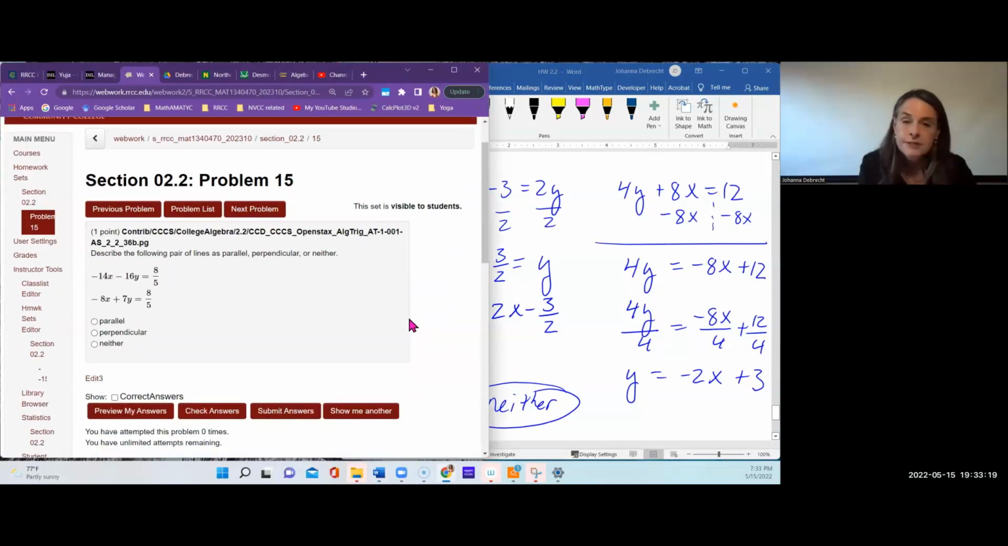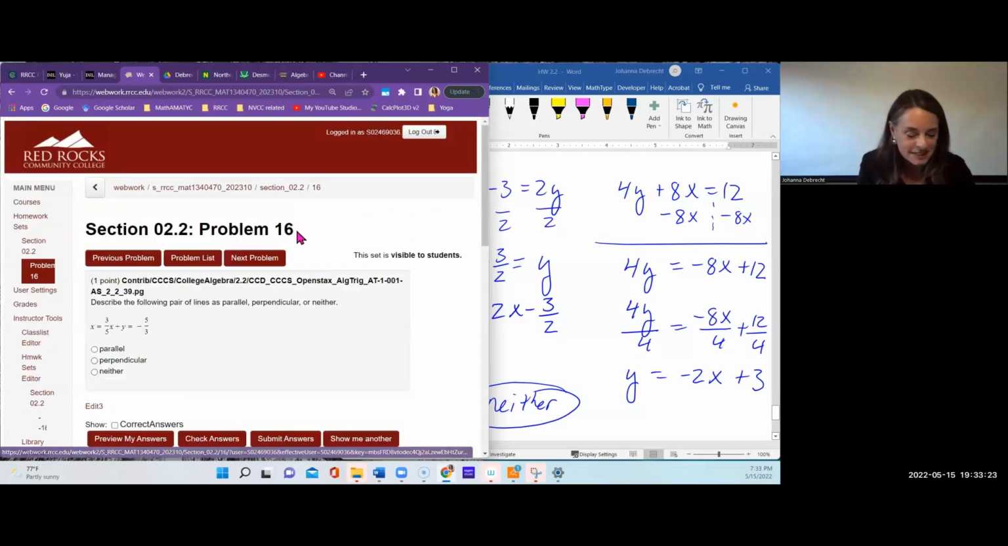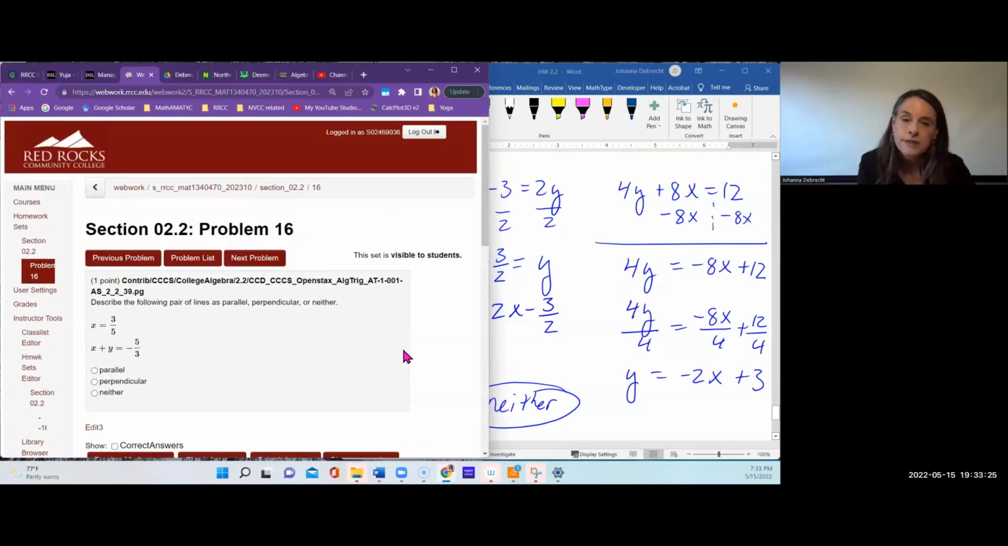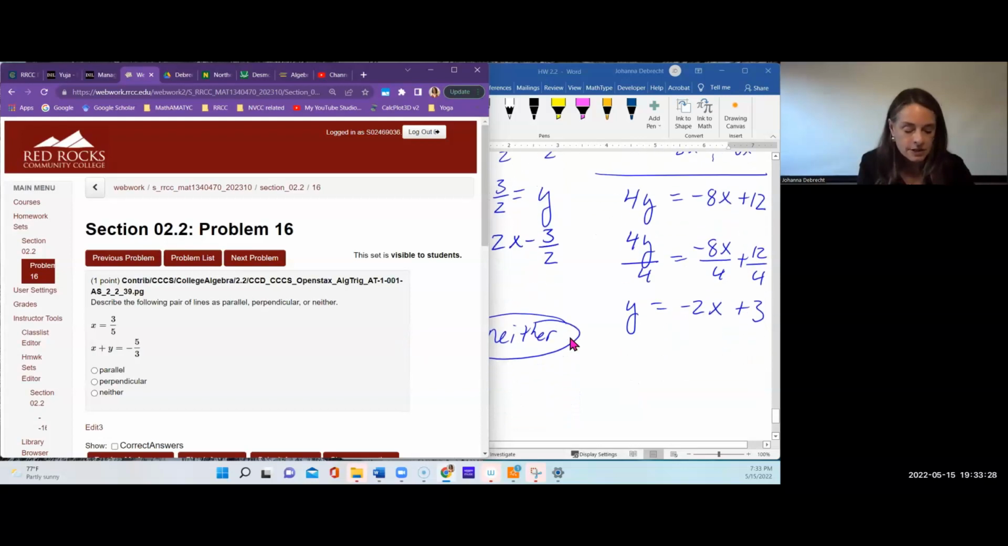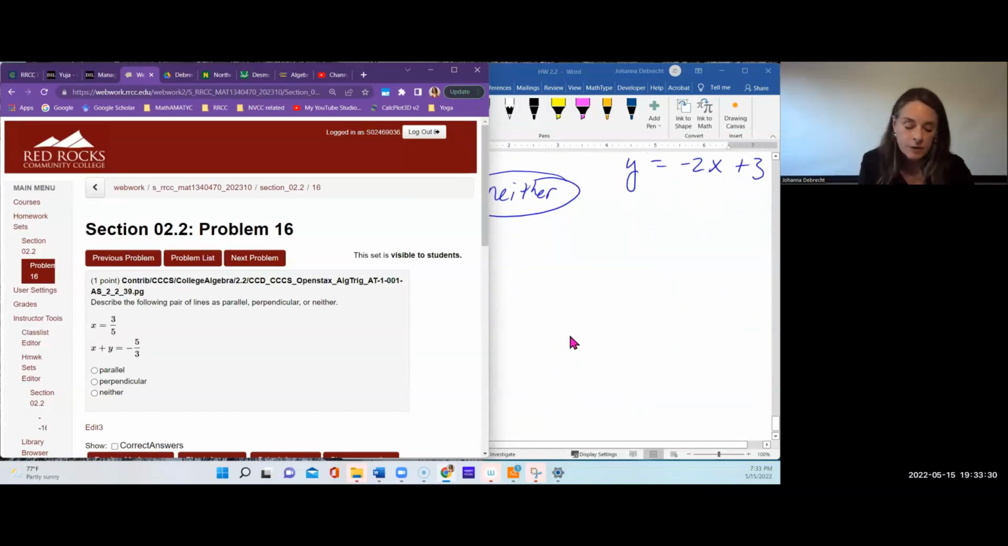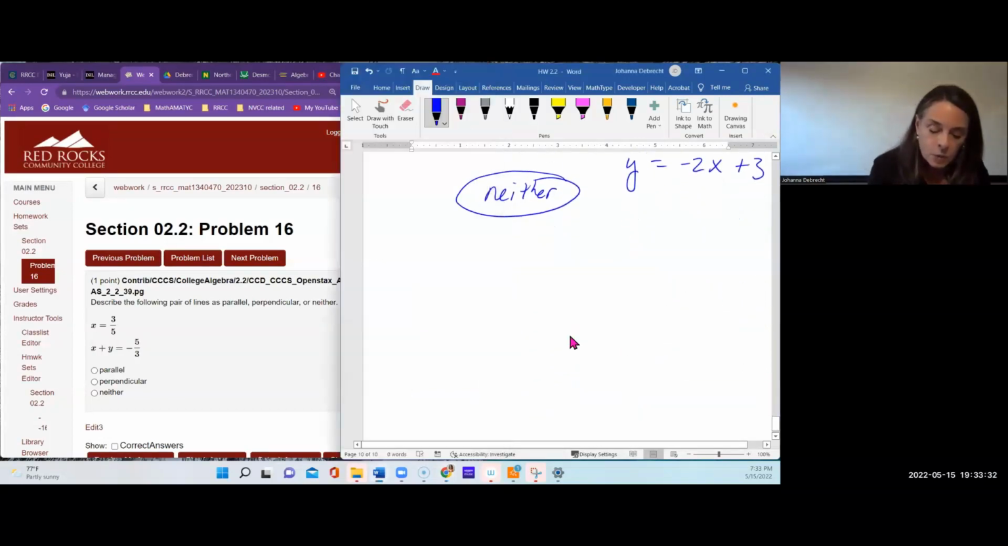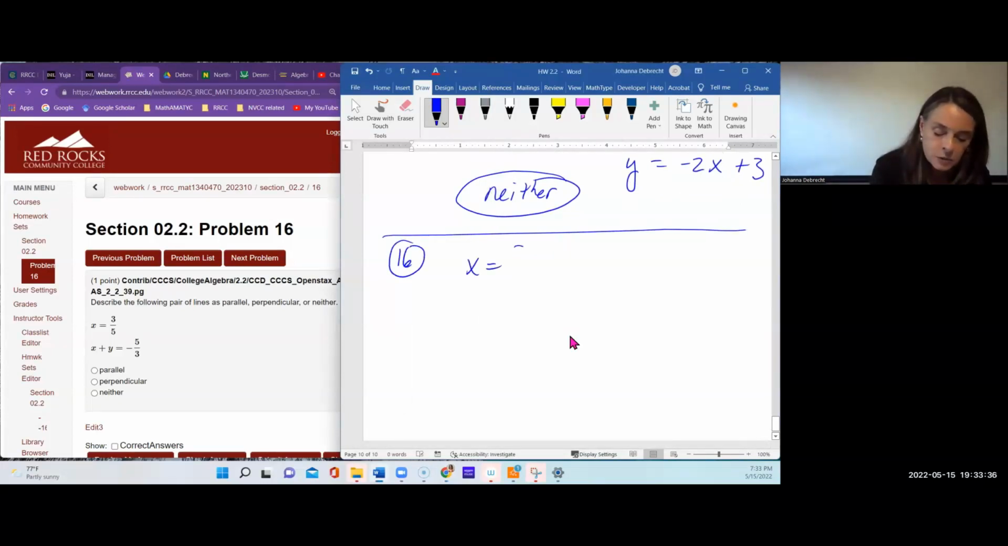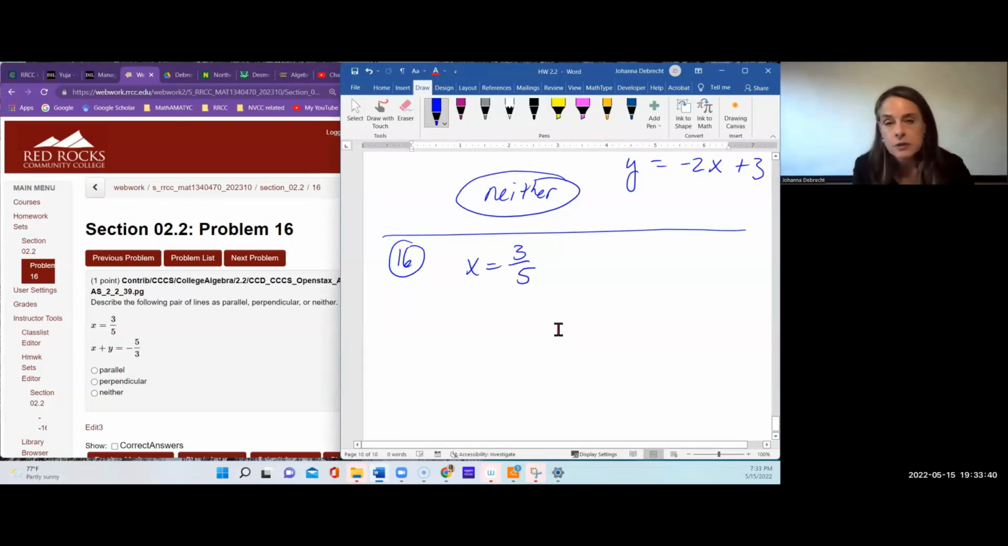The next problem is very similar to the ones we've done before, so I leave it to you to work. And the same is true of 16, but we are going to take a look at 16 because it's got a new type of equation for us. When we're looking at 16, we have the equation x equals 3/5. Let's move over to Desmos and see what it looks like when we have an equation that doesn't have both variables in it.